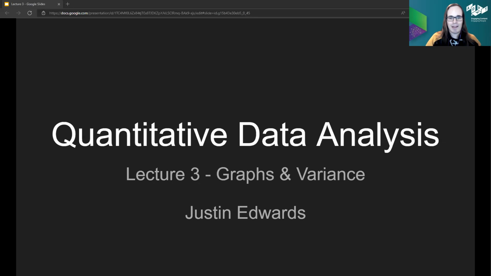Today's lecture will be about graphs, about visualizing your data, and about variance, the amount of spread in your data. So last week we talked about measures of central tendency, and this week we're talking about the extent to which your data deviates from that central tendency. These two descriptions, center and spread, really tell most of the story about your data, and those two things will underlie pretty much all of the statistical tests we cover in this module.